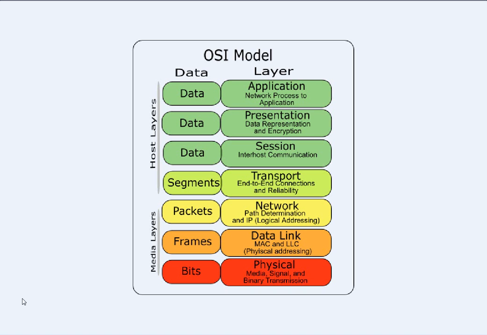Application layer. This layer supports application and end user processes. Communication partners are identified, quality of service is identified, user authentication and privacy are considered. Any constraints on data syntax are identified. Everything at this layer is application specific. This layer provides application services for file transfer, email, and other network software services.